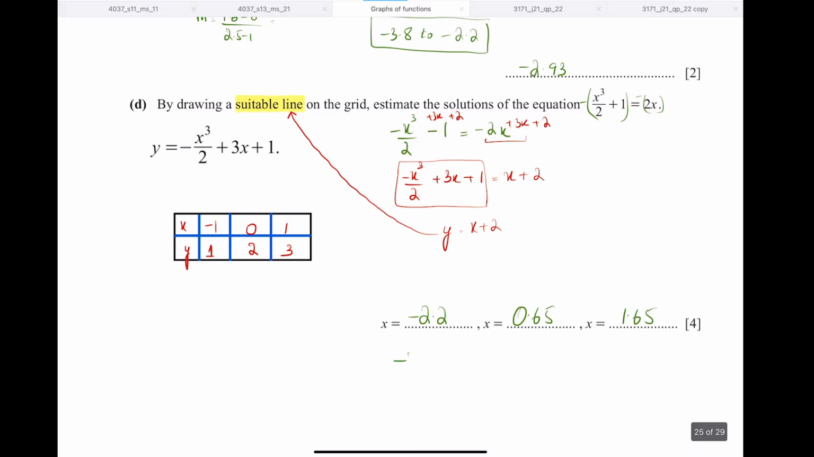The acceptable range is -2.3 to -2.1. Okay, and then you have 0.4 to 0.7.